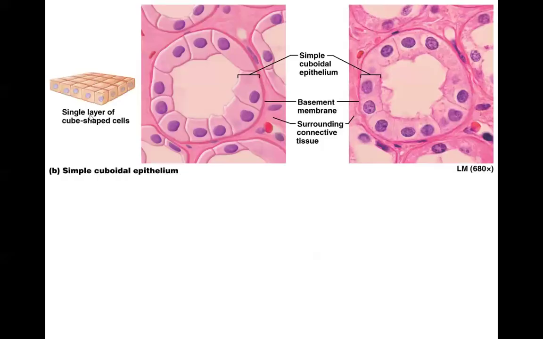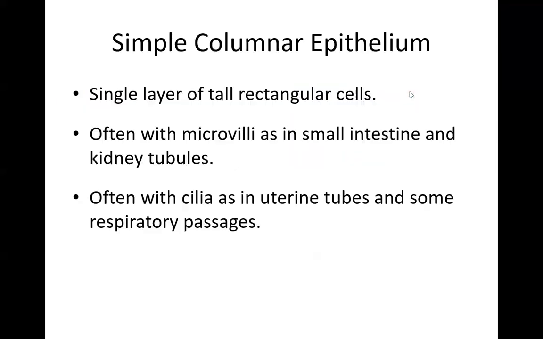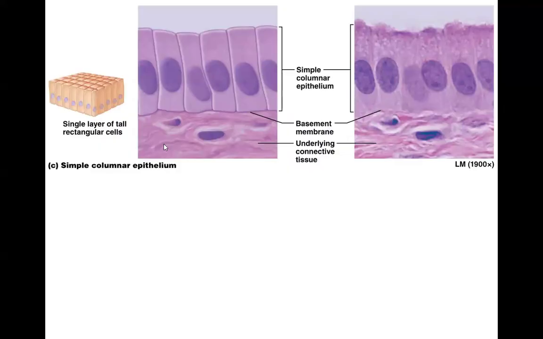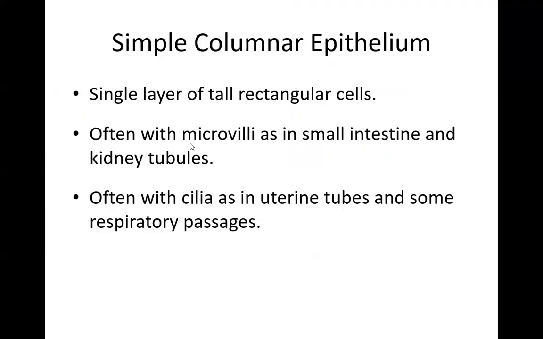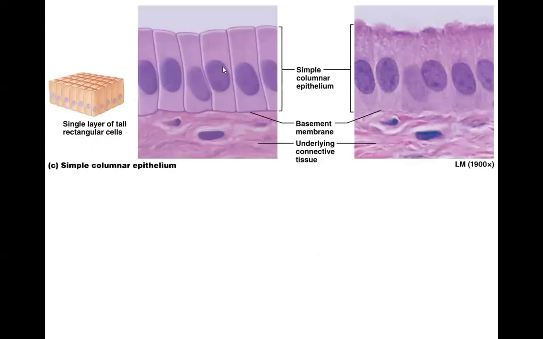So this is a single layer of cube-shaped cells. That's simple cuboidal epithelium, and it makes sense that they are part of a gland. The simple columnar epithelium is a single layer of tall rectangular cells, often with microvilli, as in the small intestine and the kidney tubules, and often with cilia, as in the uterine tubes and some respiratory passages. That is where we find the simple columnar epithelium.